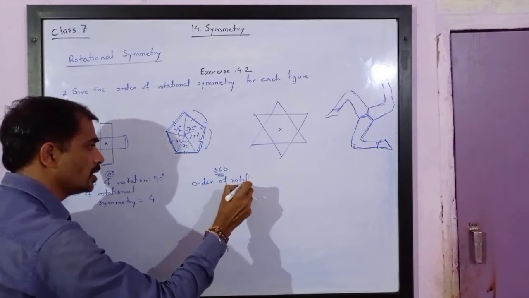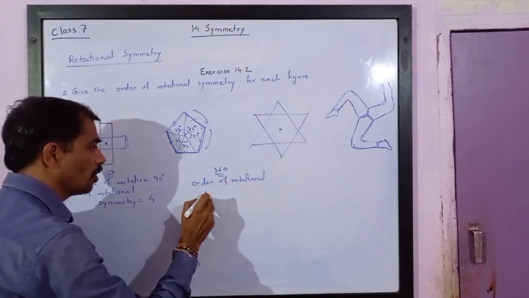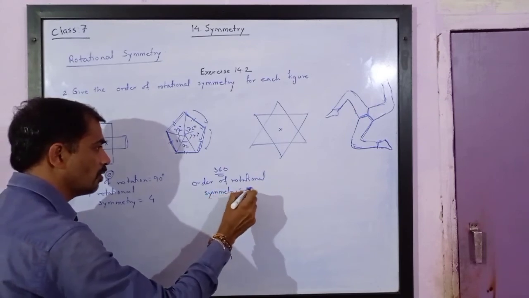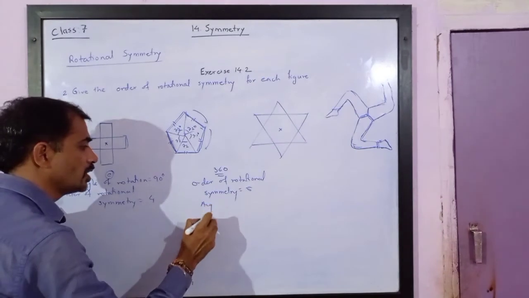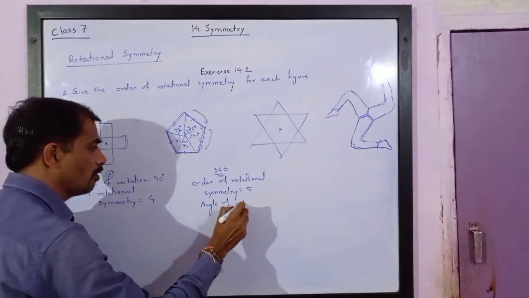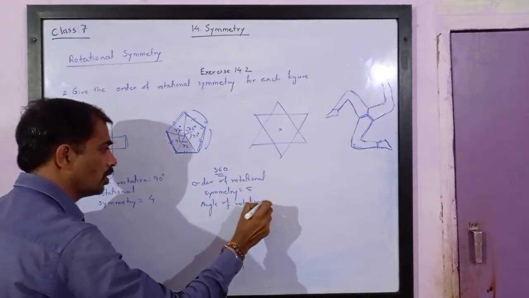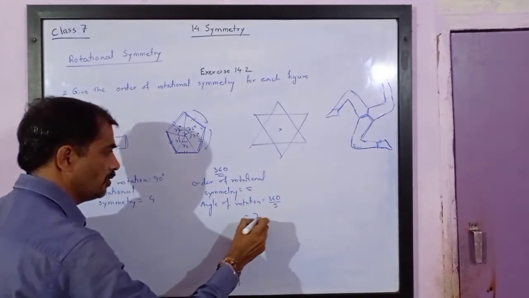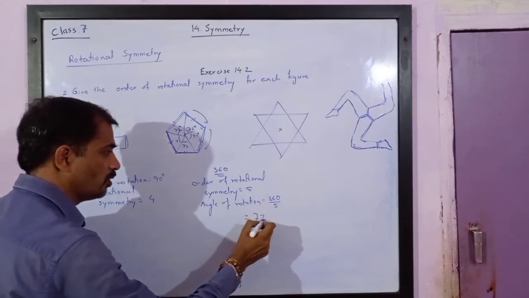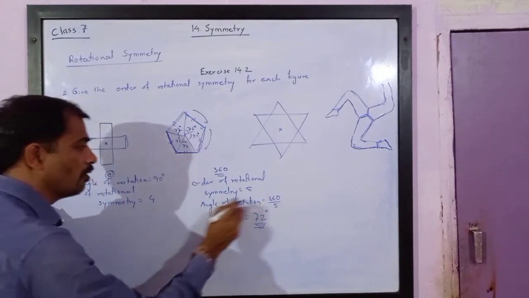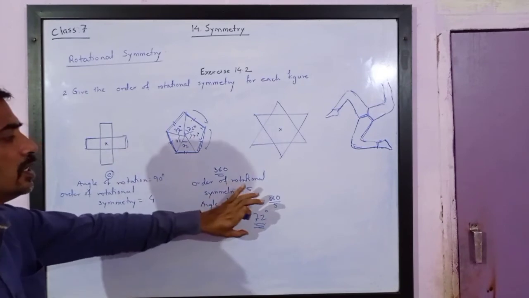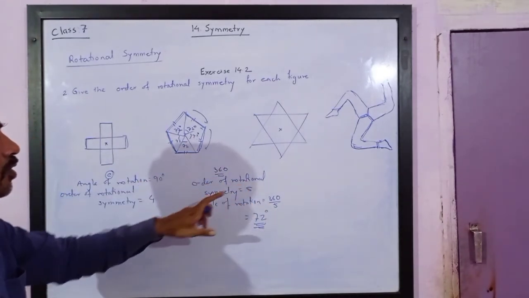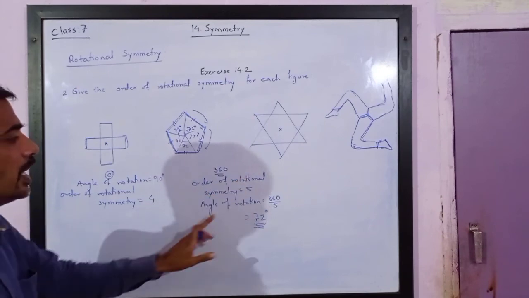The order of rotational symmetry is equal to 5. It means the angle of rotation is equal to 360 divided by 5. 5 sevens are 35, one left, 5 tens are 50, so 72 degrees. The angle of rotation is 72 degrees. In this way you can calculate the angle of rotation: total 360 divided by the order of rotational symmetry. If you do it, you will get the angle of rotation.